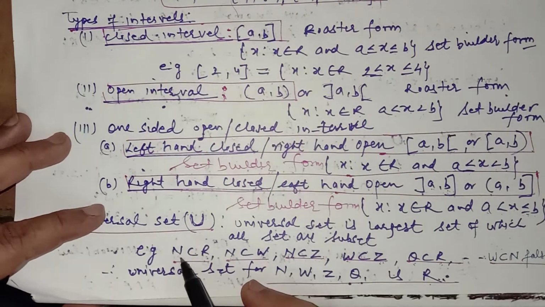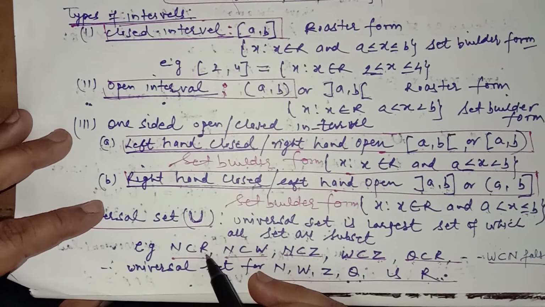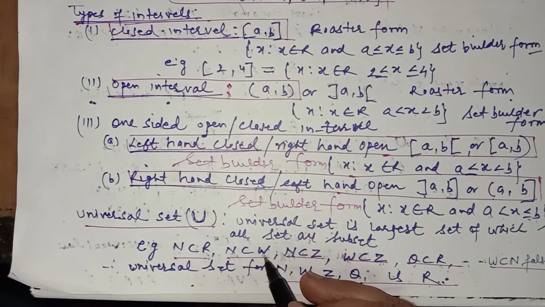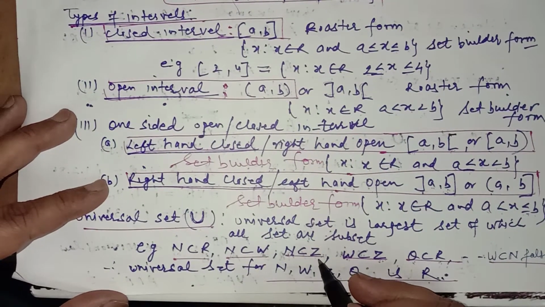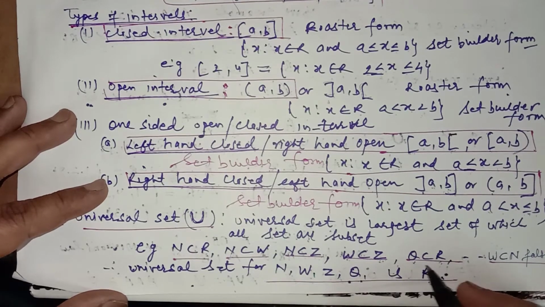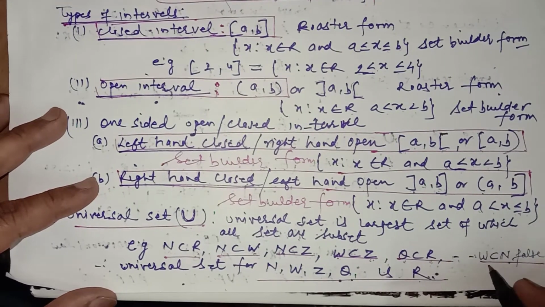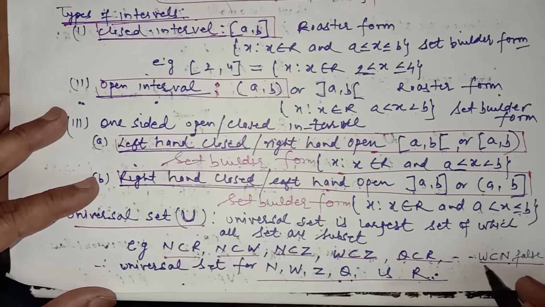For example, natural numbers are in the real numbers, so we can say that for the natural numbers the universal set will be the real numbers. Natural number is a subset of real number. Natural number is a subset of whole number. Natural number is a subset of integers. Whole number is a subset of integers. Rational number is a subset of real numbers. Whole number is a subset of natural number? False, because the element 0 does not belong to set N, so it is false.